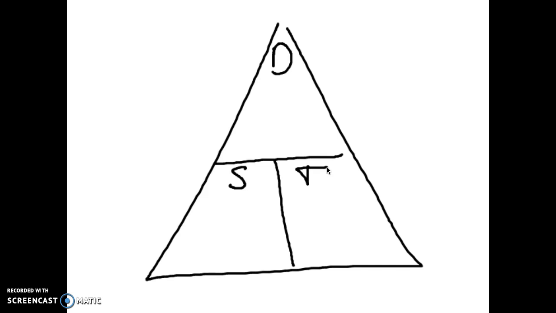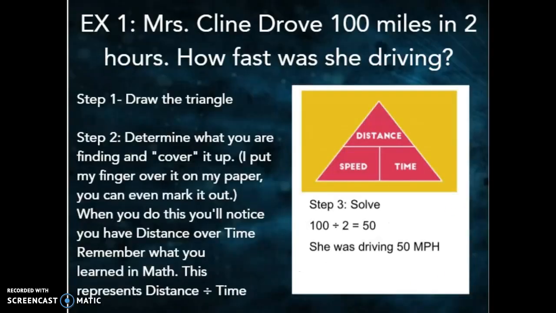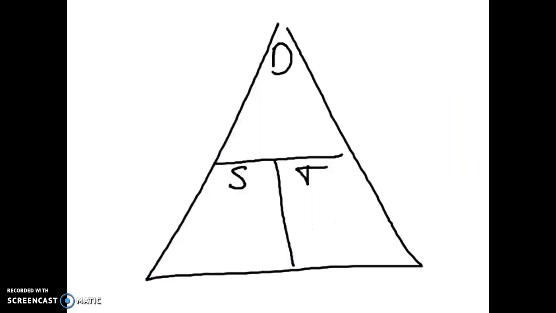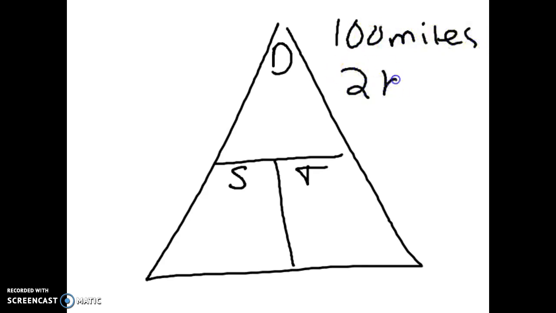Now, the question on the other page, as I bounce back and forth, says, Miss Cline drove 100 miles in 2 hours. How fast was she driving? So I know, and this is just like what Miss Levy would have taught you, I know I drove 100 miles. I know it took me 2 hours. And it's asking me how fast, which would be speed. So I don't know speed.